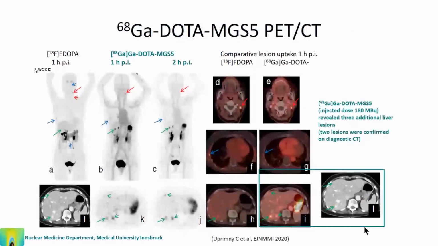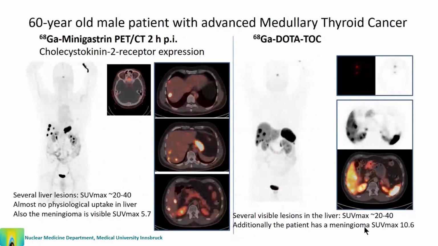This is our very first patients studied recently with gallium-labeled mini-gastrin S5 at Innsbruck. You see lesions that were not seen by F-DOPA, which is the radioligand that is most used in patients with medullary thyroid carcinoma. But also some of these lesions that were DOPA positive did not show up on this mini-gastrin analog. Here is another patient with significant uptake of this mini-gastrin analog in the liver lesions.